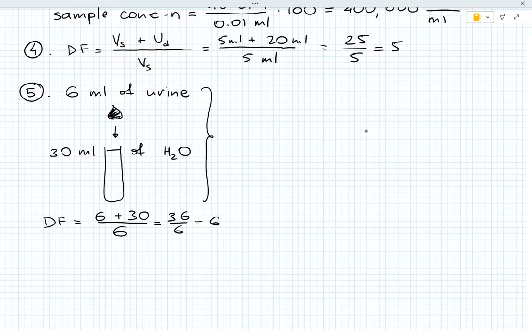Now we take how much? 0.1 milliliter of that dilution and load it on the Petri dish. And what's coming out? 109 colony forming units.